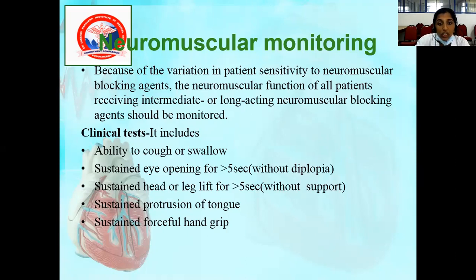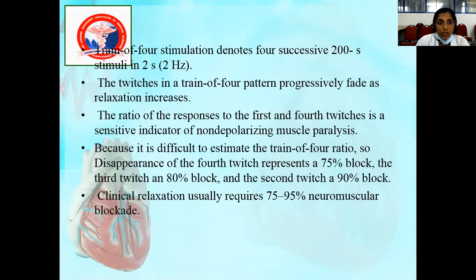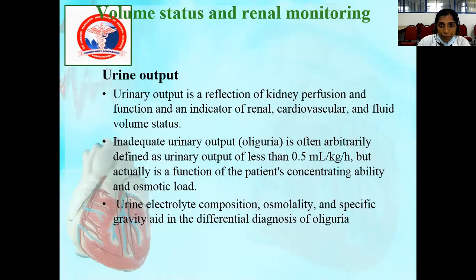If the patient is having an adequate cough and a deglutition reflex, then the patient should have a sustained head lift or leg lift for more than 5 seconds without support, a sustained hand grip, a sustained protrusion of tongue, and a sustained eye opening for more than 5 seconds. So these are the clinical methods to detect neuromuscular activity. Apart from that, we have a PNS monitor. It is mainly done in neuromuscular diseases, or if we have given anesthesia for a long period, some renal and hepatic diseases, transplants, etc. So we have TOF, train of 4 monitoring, double burst stimulation, etc.